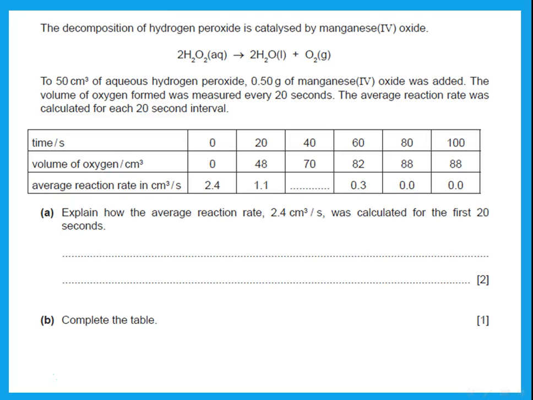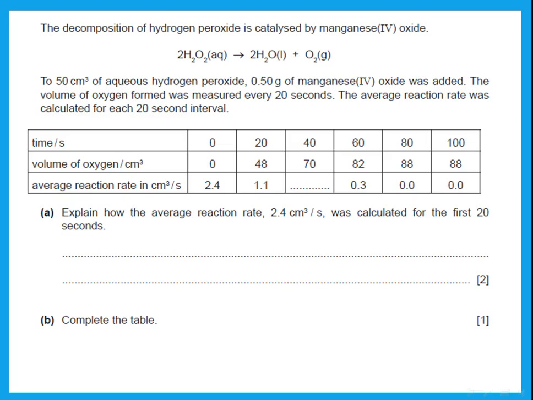Okay, the next experiment says the decomposition of hydrogen peroxide is catalyzed by manganese oxide. And he gives you the equation. To 50 centimeter cubed of aqueous hydrogen peroxide, he put 0.5 grams of manganese oxide. The volume of oxygen formed was measured every 20 seconds, and he measured the rate. Explain how the average reaction rate was calculated for the first 20 seconds.